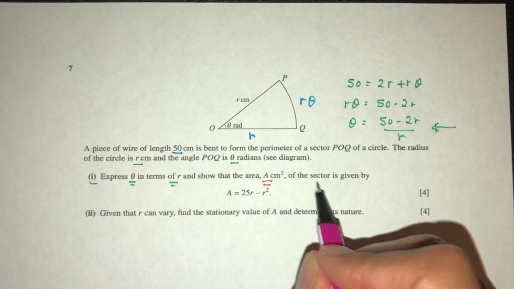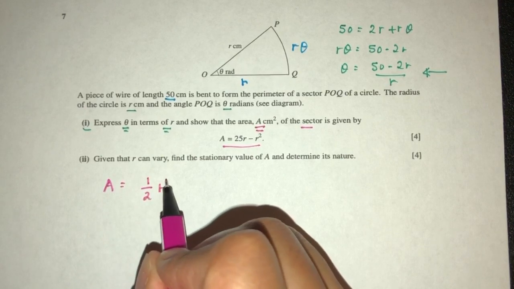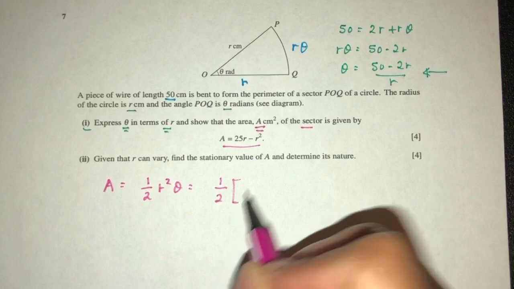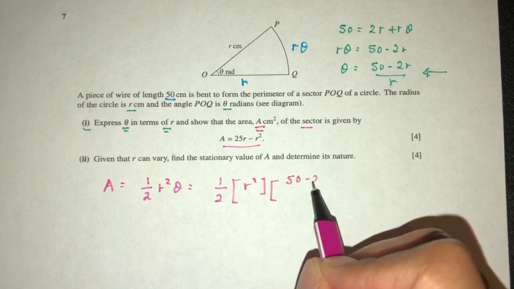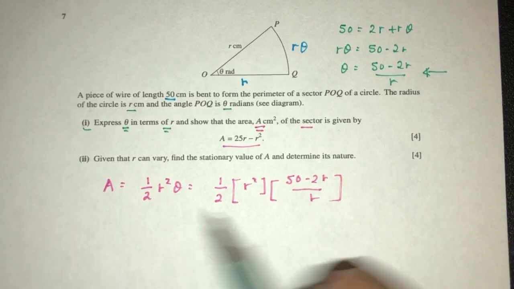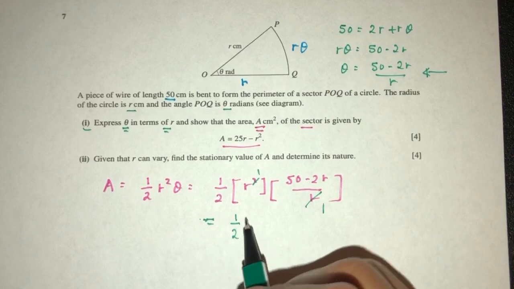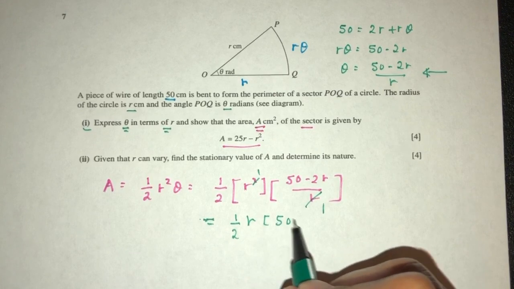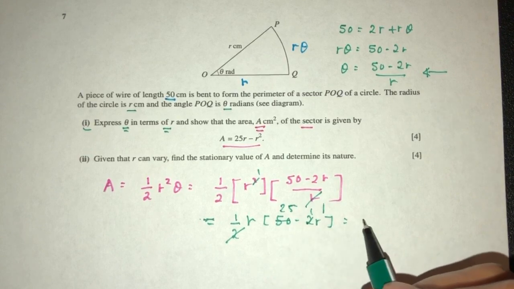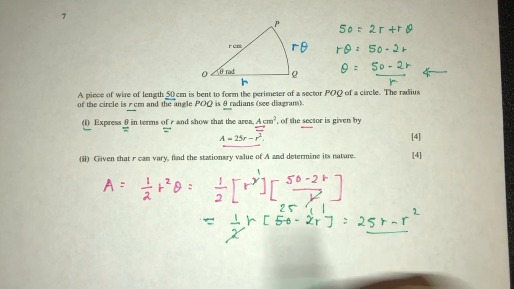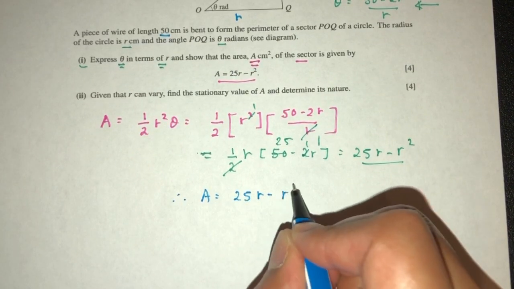Now we have to show the area is given by this. How do you find the area? Pretty easy. It's given to you by the formula, half R square theta. Half is half, R square is R square, and theta is given to you by 50 minus 2R over the value of R. Now simplify. The R will cancel out, this will be 1. And here you will have half times the value of 50 minus 2R. Divided by 2, that should be 25, and that should be 1. So you will have 25R minus R square. So finally, shown as required, the value of A, which is the area, will be 25R minus R square.